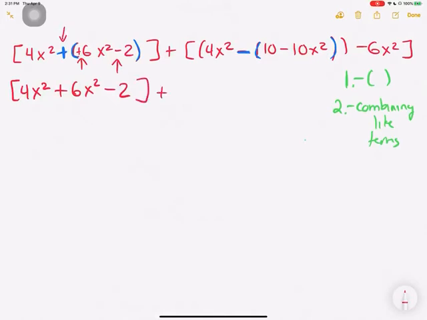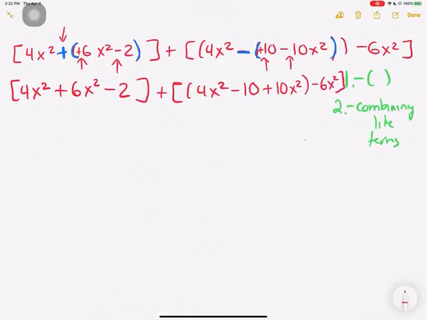The opposite is going to happen when I have a negative sign in front of the parentheses, like in this case. A negative sign means that I have to change the sign of everything inside the parentheses. The first number inside the parentheses is a positive 10, so it has to become a negative 10. The second number inside the parentheses is negative 10, so it has to become positive 10x squared. And I still have this parenthesis, minus 6x squared, and I close the bracket.